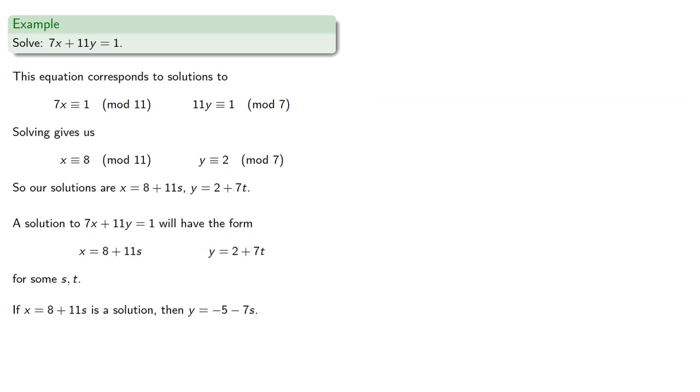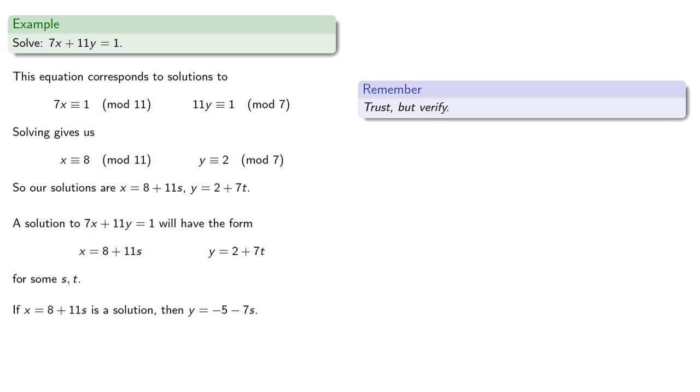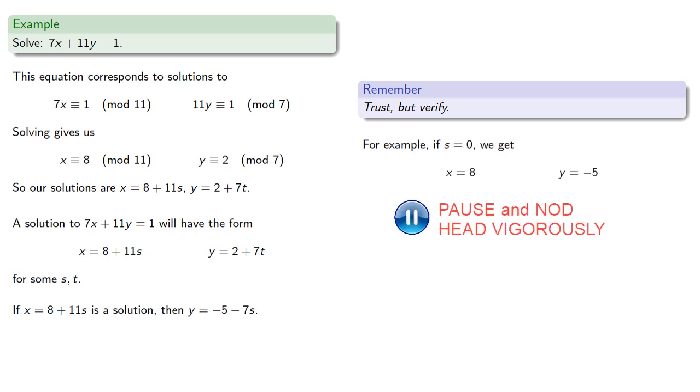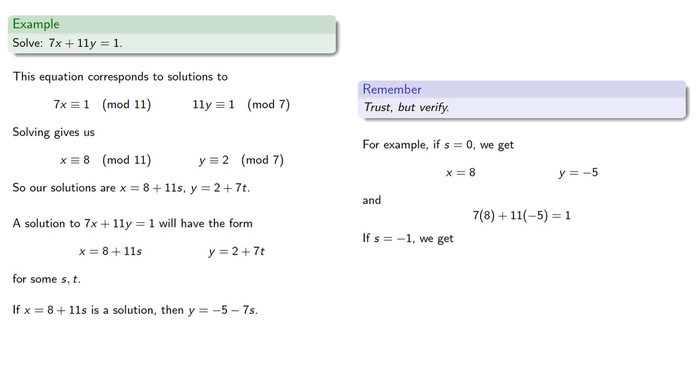And as with everything, trust but verify. This gives us solutions if we choose a value for s. So if s equals 0, we get x equals 8 and y equals negative 5, and we can verify that 7 times 8 plus 11 times negative 5 is in fact 1. If s is negative 1, we get another solution, and again we can verify. This approach worked in this case, but will it always work?